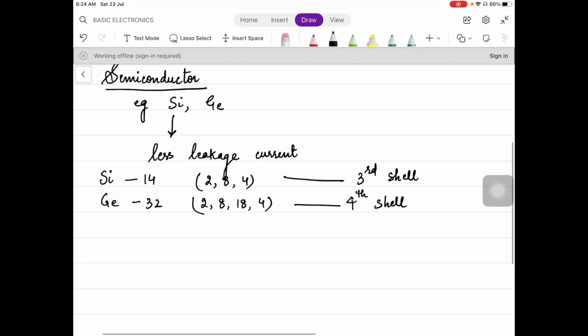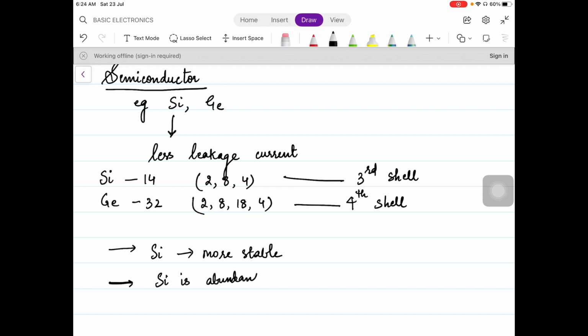Now the second reason is that silicon is more stable at higher temperatures, whereas germanium becomes unstable at higher temperatures. This is the second reason. And the third reason is that silicon is abundant on Earth. That means it can be found very easily and in large amounts on Earth. So that is why we prefer silicon.